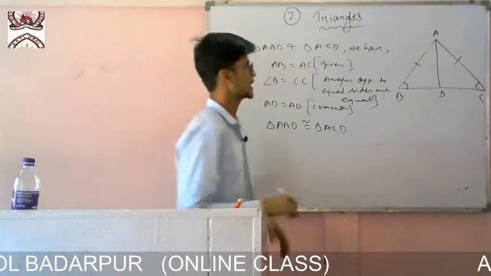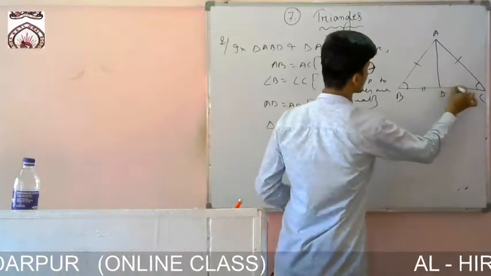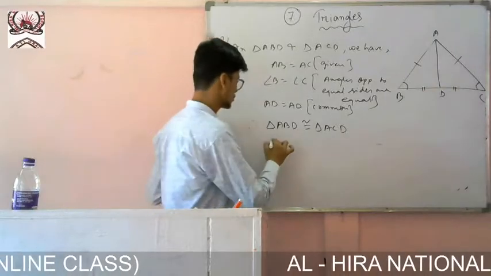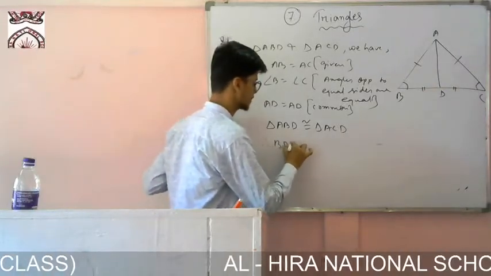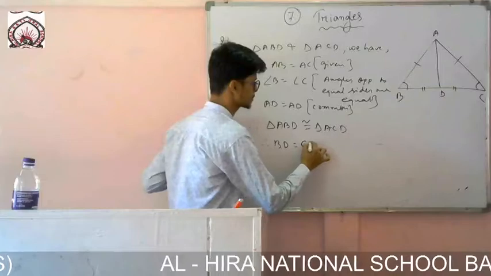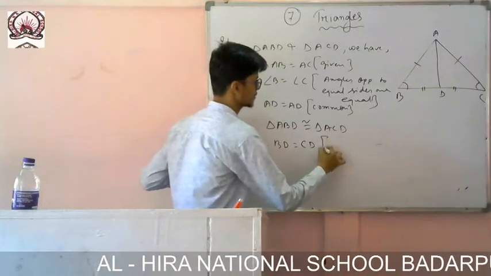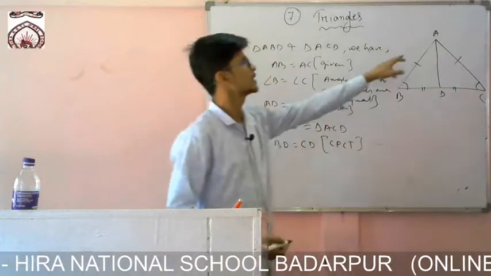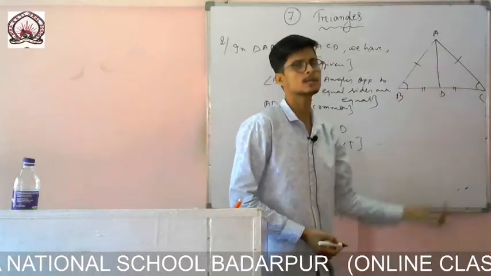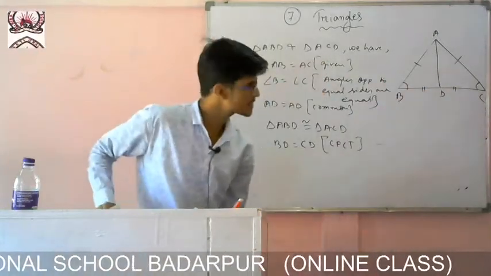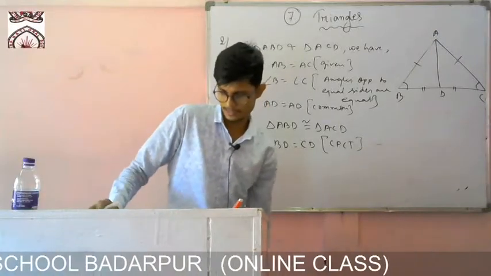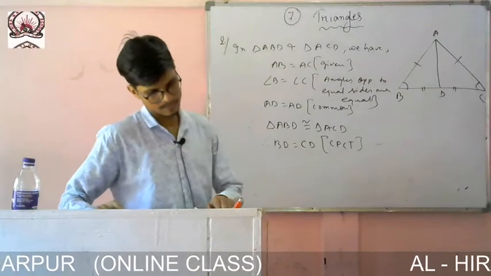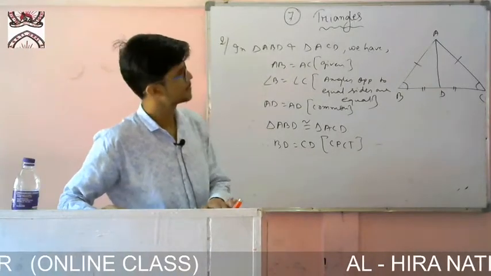So if these two triangles are congruent, that means these two parts are also equal. So I can write BD is equal to CD. Reason will be CPCT. If these two parts are equal, that means this line AD bisected this one into two equal parts. That means this is the bisector of line BC. So D is the midpoint of BC, or we can say that AD bisects BC.